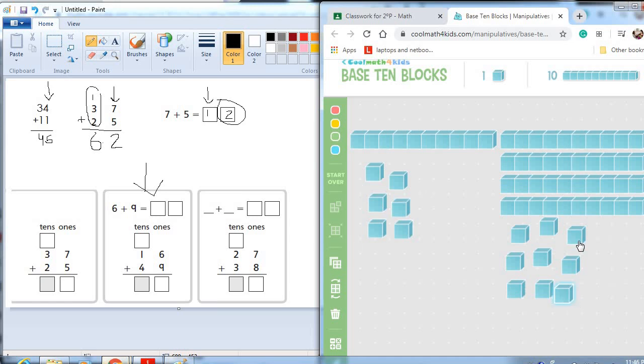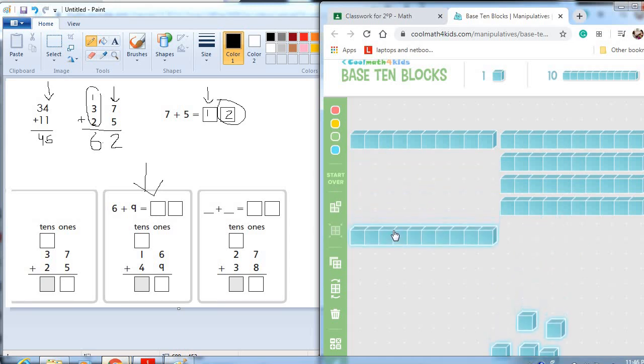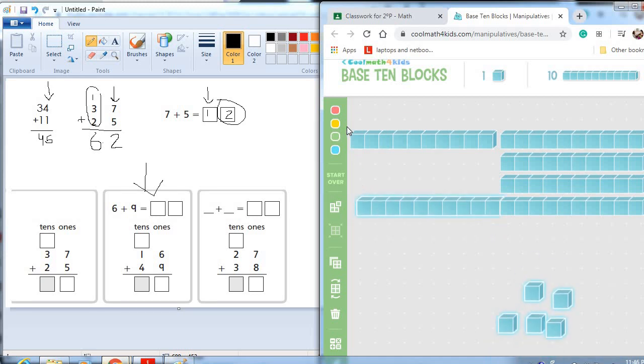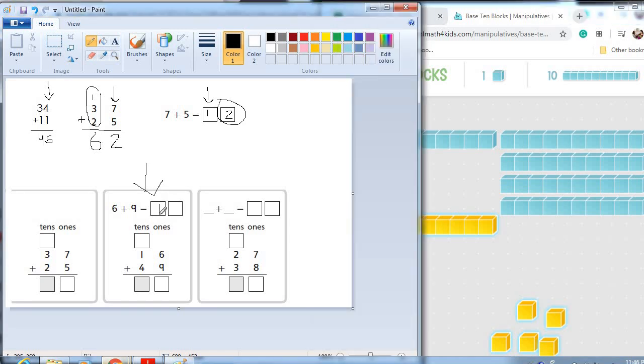Y ahora necesitan todos mis unos. So I'm going to draw a circle. Entonces yo tengo un círculo. And I'm going to group. Yo group. I see this is 15. Estos son 10 y 5. This is 15. So, 6 plus 9 is 15.